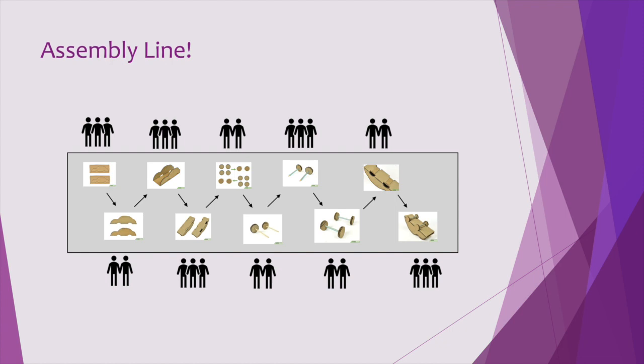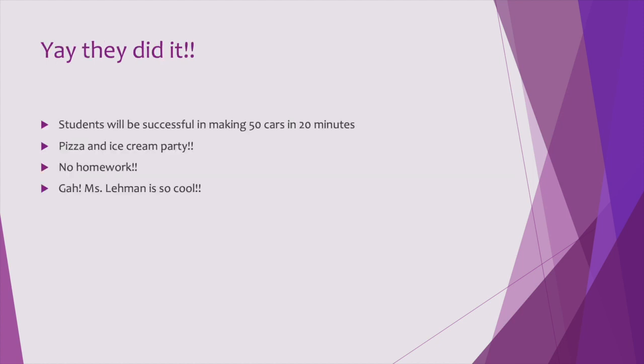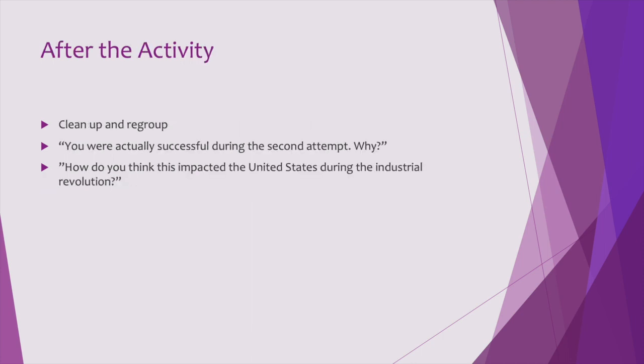Alright, so once they are all set up, I will start the timer and they will have 20 minutes to make 50 model cars. After 20 minutes, they will be successful, which means they get their pizza and ice cream party and they have no homework for that night. After the activity has been finished, it will be about an hour into the class, so we will still have about half an hour left.